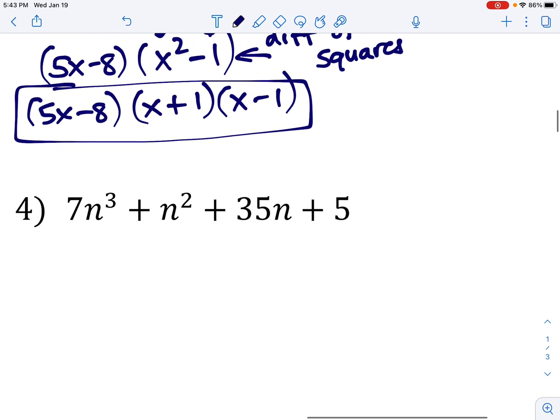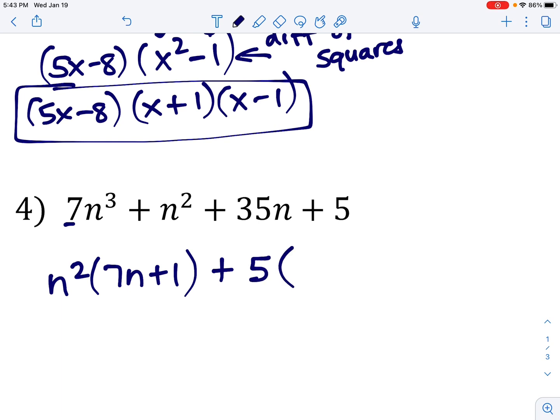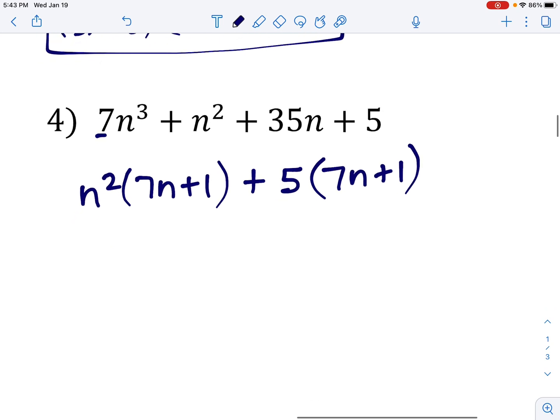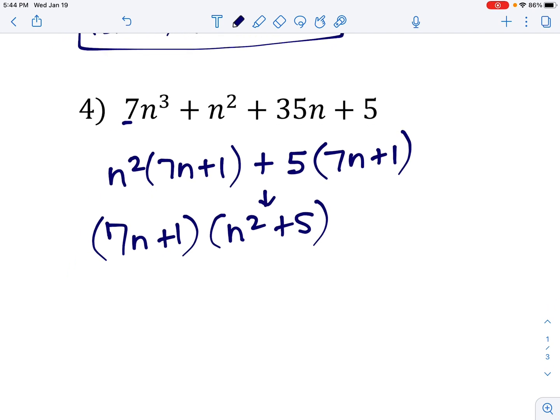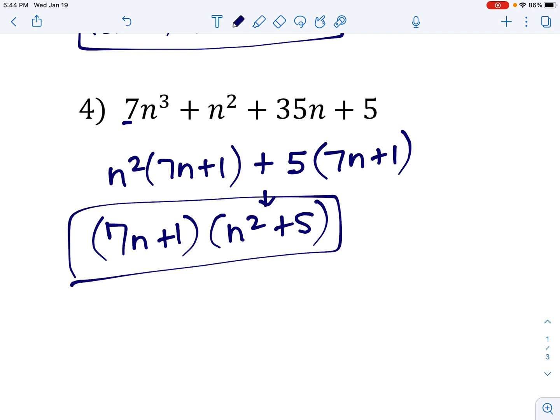All right, the last one. The only thing I could take out is an n squared, so I'm going to be left with 7n plus 1, plus I can take out a 5, and I'm left with 7n plus 1 again. So then I have 7n plus 1 is my common factor, and n squared plus 5 is what I'm left with. And this is not a perfect square, or the difference of two squares, because it's not subtraction and they're not perfect squares. So this is your final answer.